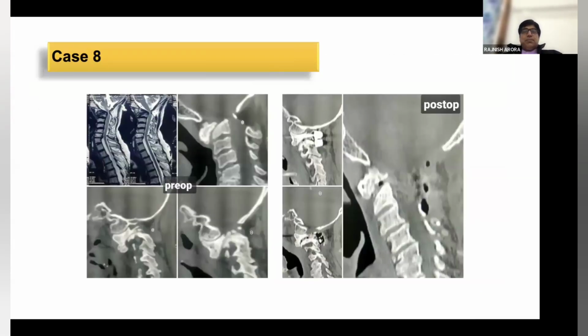So this was an old fracture with a pseudoarthrosis, and though some may consider an anterior approach in this patient, we tried to approach it from the posterior side, and the pseudoarthrosis could be broken, and everything was done from the posterior side.